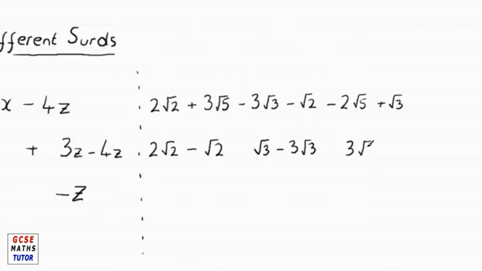plus 3 root 5 minus 2 root 5, which boils down to 2 root 2 minus root 2 gives root 2, root 3 minus 3 root 3 gives minus 2 root 3, and 3 root 5 minus 2 root 5 gives root 5.